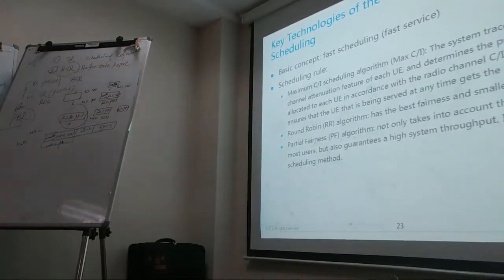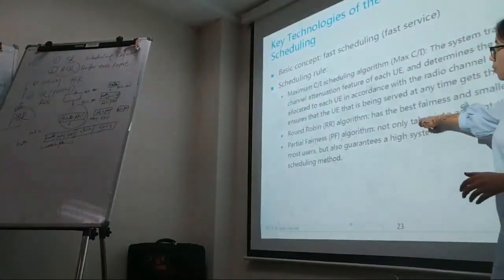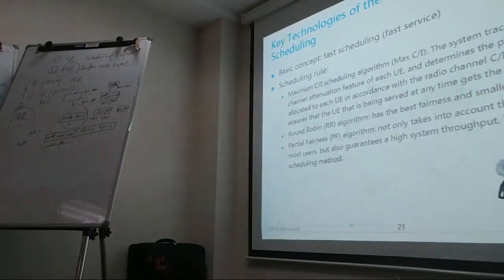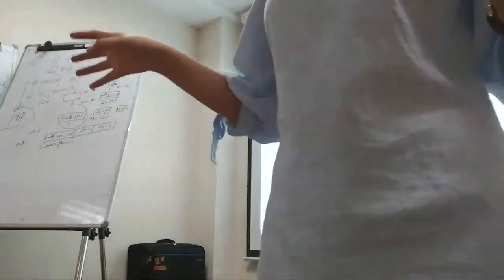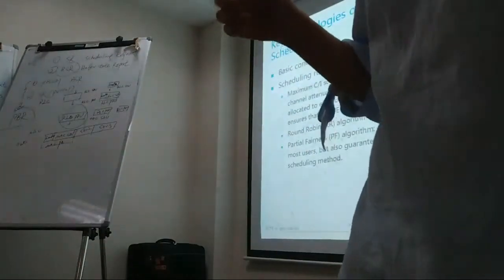That means which one I need to schedule first. So this is one. Another is, once I schedule one person, how long do I let this person keep the resource? This is another aspect. So according to these two aspects, we have different algorithms. The first aspect is who the node B should select. We have three kinds of algorithm.